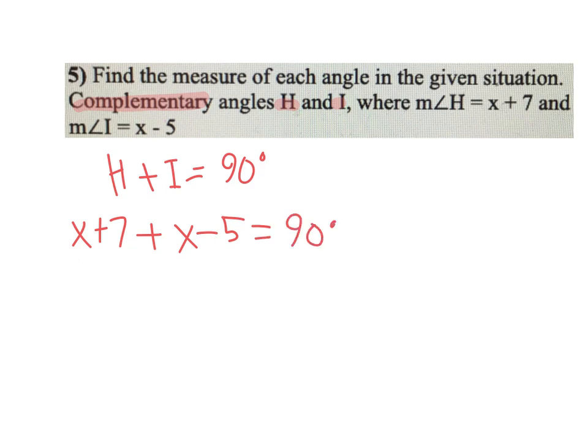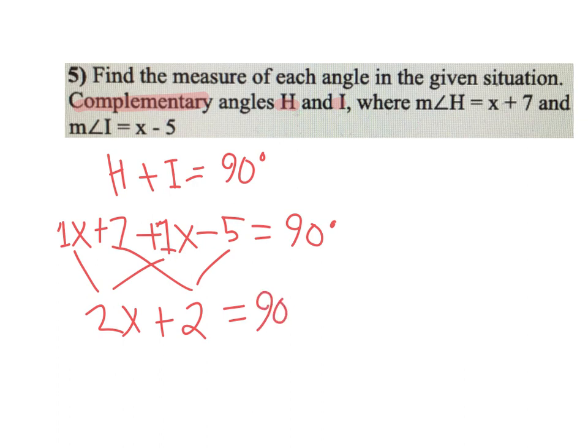Now, we can do the same thing we did last time. We can put a 1 in front of each of these x's. Combine those x's. 1x plus 1x is going to give me 2x. If I have a positive 7, take away 5, that's going to leave me with 2. So 2x plus 2 is equal to 90 degrees.